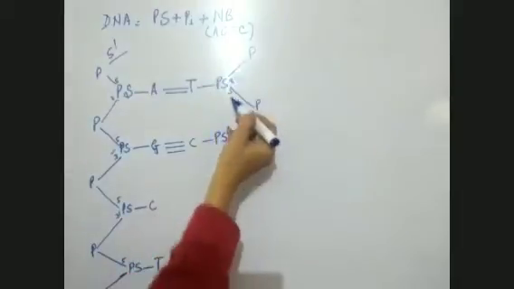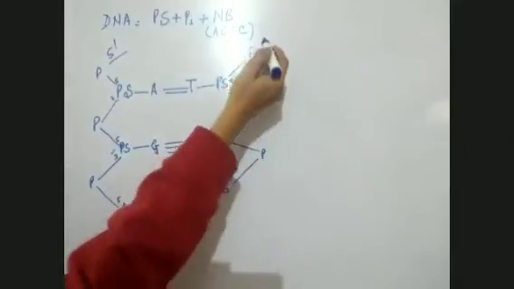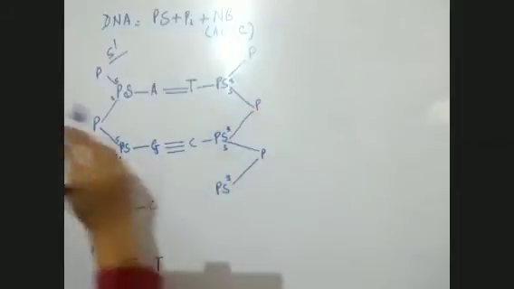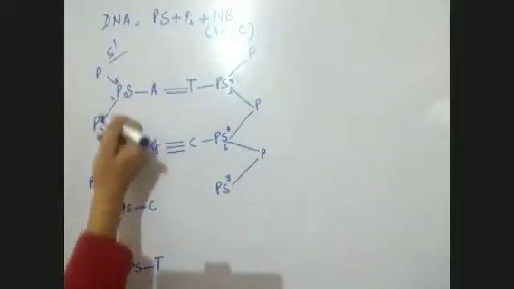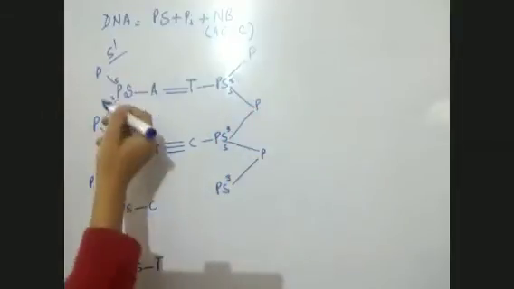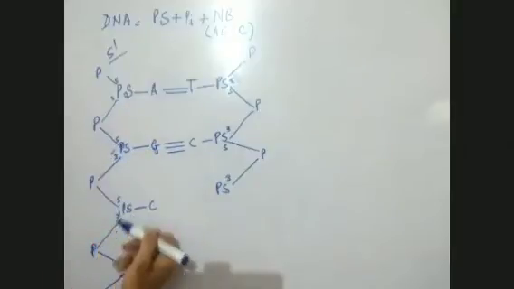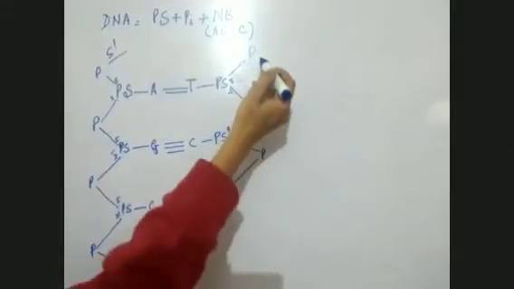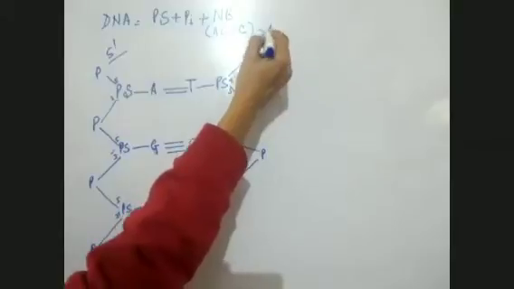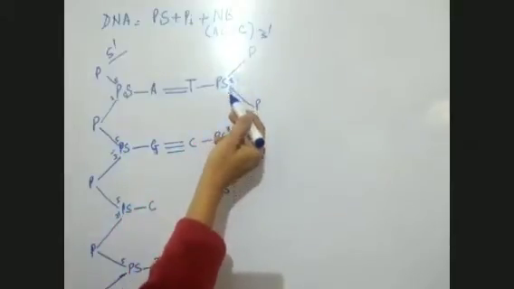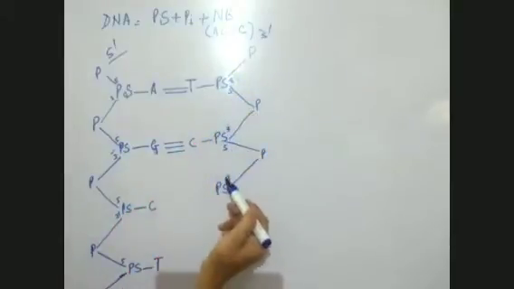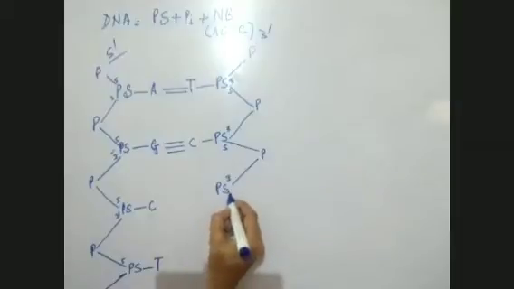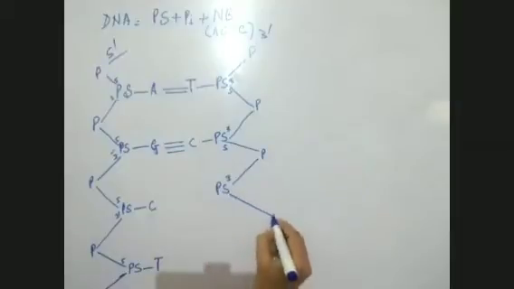It goes 3 5 3 5 3 5. But if it starts with 3, it will be 3 5 3 5. If it starts with 5, it will be 5 3 5 3 5 3. Fifth carbon, third carbon, fifth carbon, third carbon, fifth carbon, third carbon. If it is 3 prime, it will start with third carbon. So third carbon, fifth carbon, third carbon, fifth carbon, third carbon, again the fifth carbon to another phosphate.